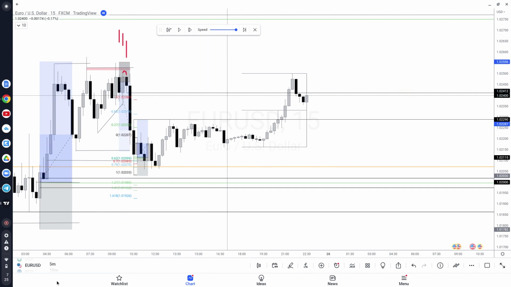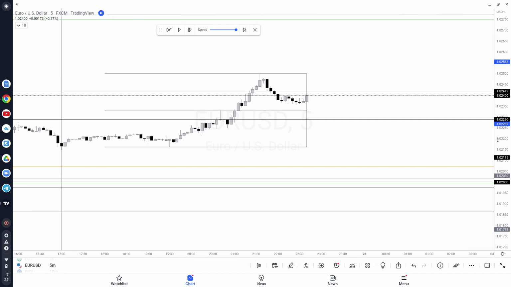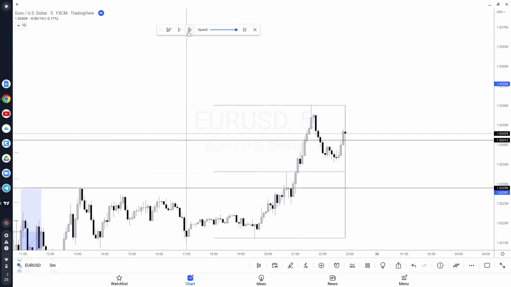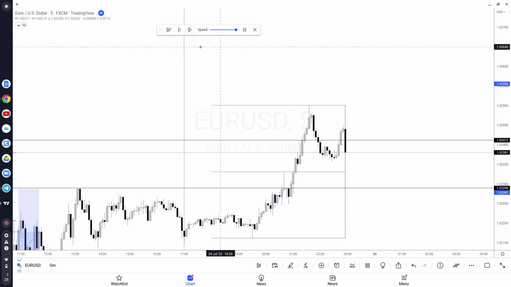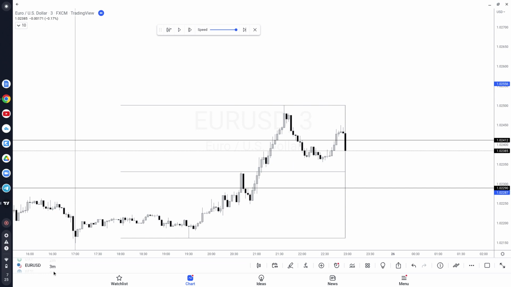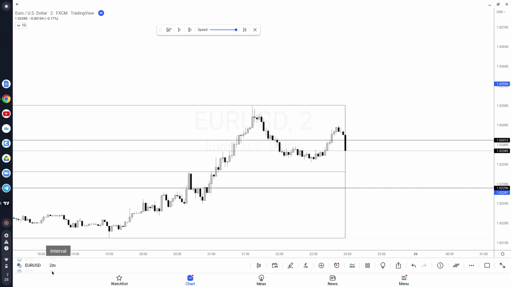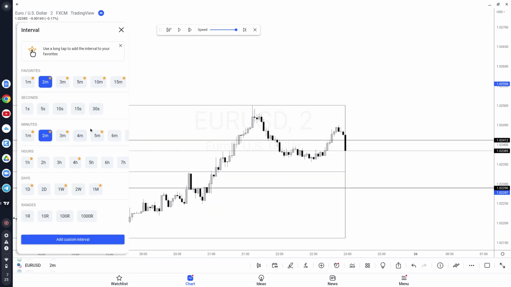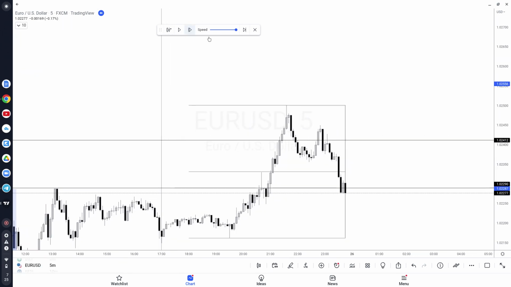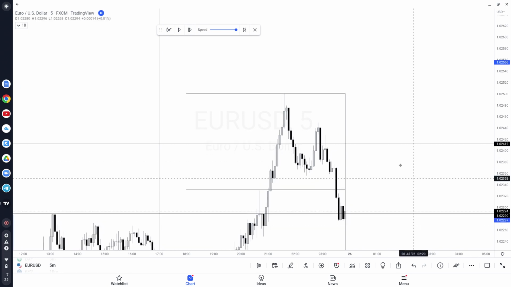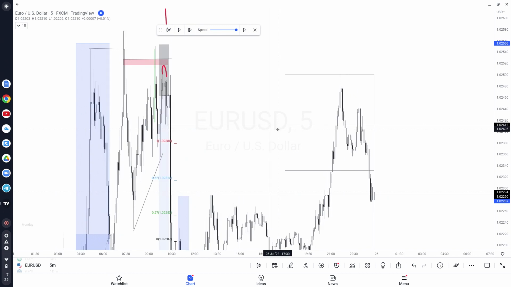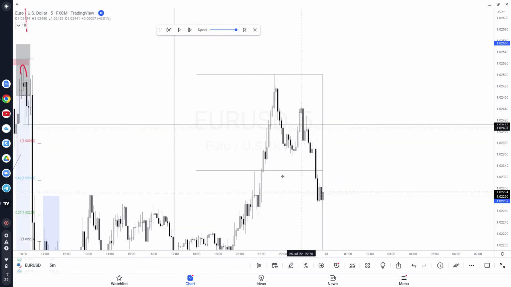Let's come down to a 5-minute chart. And the 3-minute maybe. Not yet. Alright, let's stay with the 5-minute. Balance completely. What you should expect is a failure swing. Here's our failure swing, right?